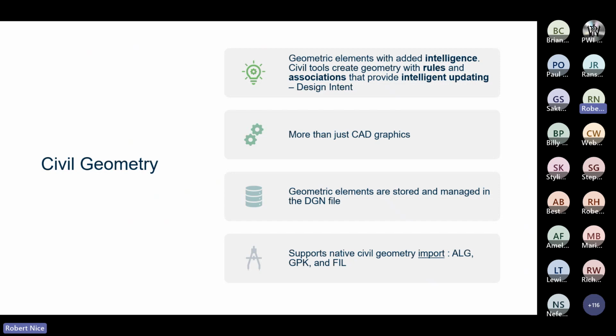Civil geometry. So again, we talked about geometry as in a 2D file, but it's also changed. We now have a thing called design intent, which we have these things called rules, which means it has an intelligent updating, which is basically what we call design intent. It's more than just CAD. In the past, you have the floating CAD version, and you draw a line or you display the ALG, for instance, in there. It'll display it, and it's just a one-off.